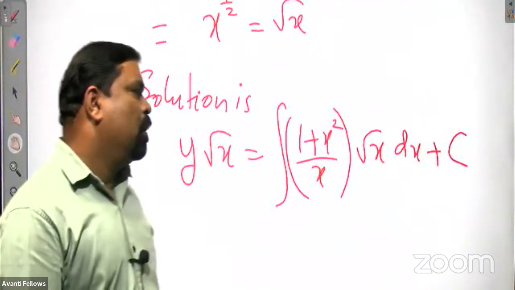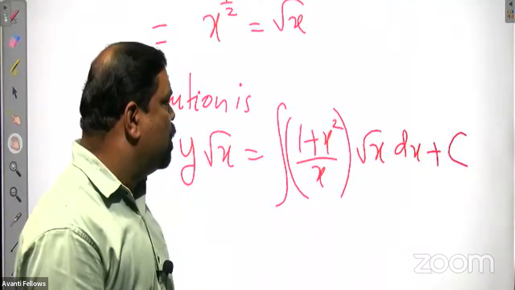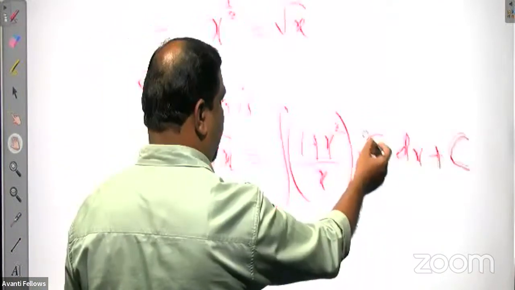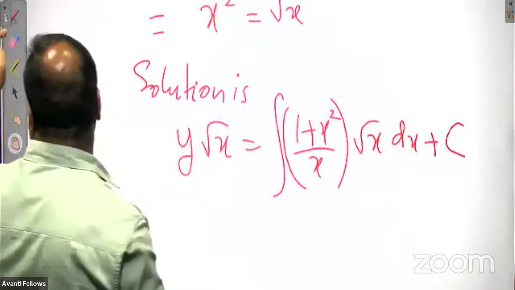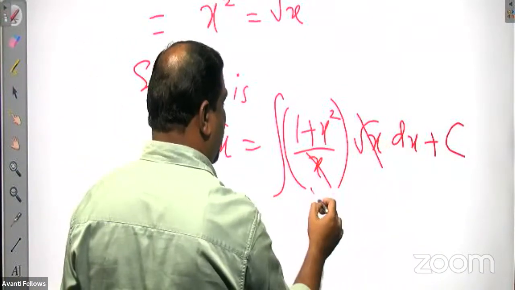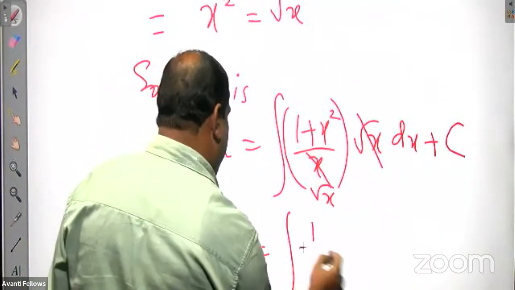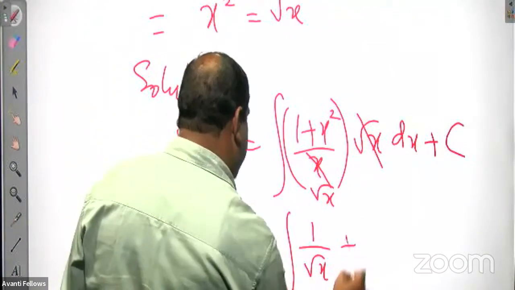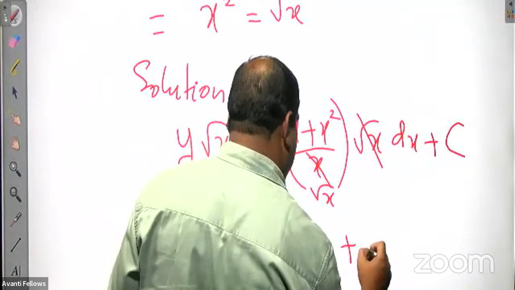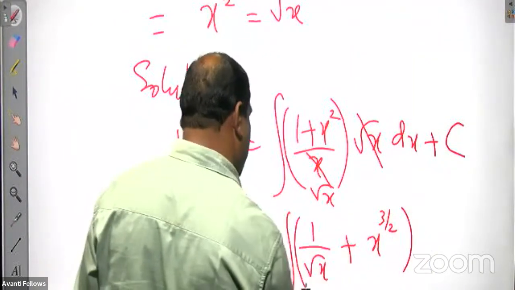Now I think you will be able to integrate it. How to integrate it? This root x can be cancelled in the denominator, isn't it? Root x will cancel here. So root x will come here. Then 1 by root x plus x square by root x. X square by root x means x raised to 3 by 2, isn't it?